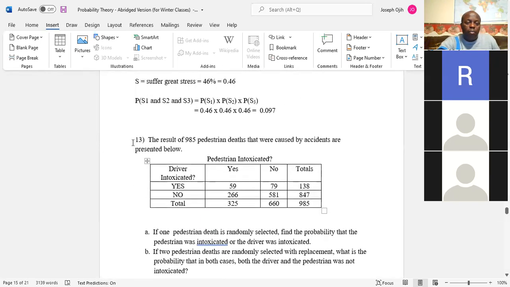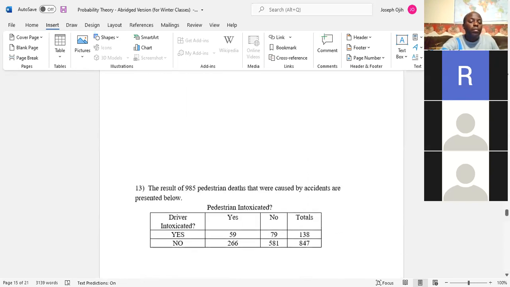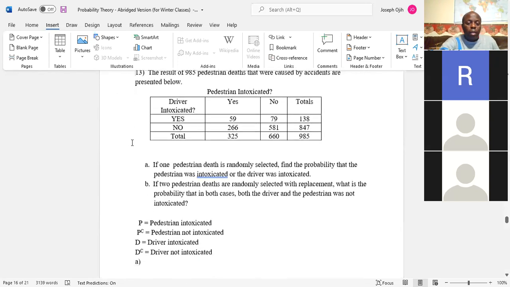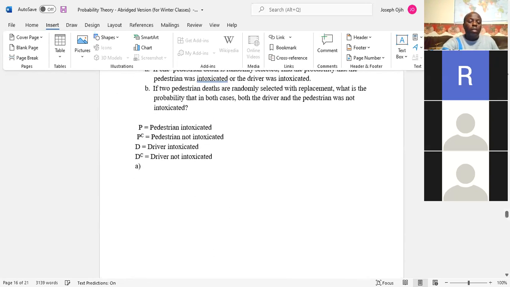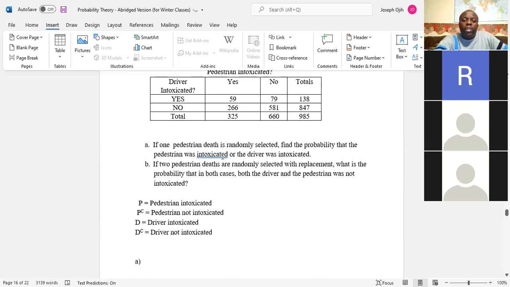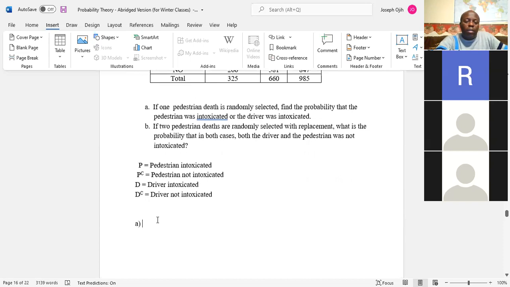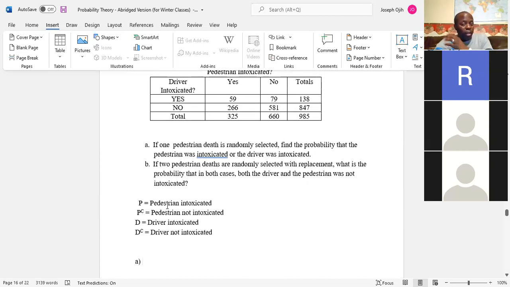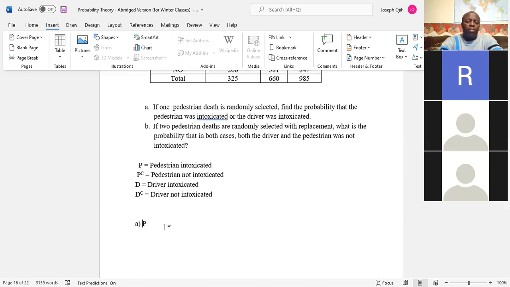So I'm going to move this down so we can have more room. It says, if one pedestrian death is randomly selected, find the probability that the pedestrian was intoxicated or the driver was intoxicated. So that means the pedestrian was intoxicated or the driver was intoxicated. We use the addition rule: probability of pedestrian intoxicated plus probability of driver intoxicated minus probability of both the pedestrian and the driver being intoxicated.